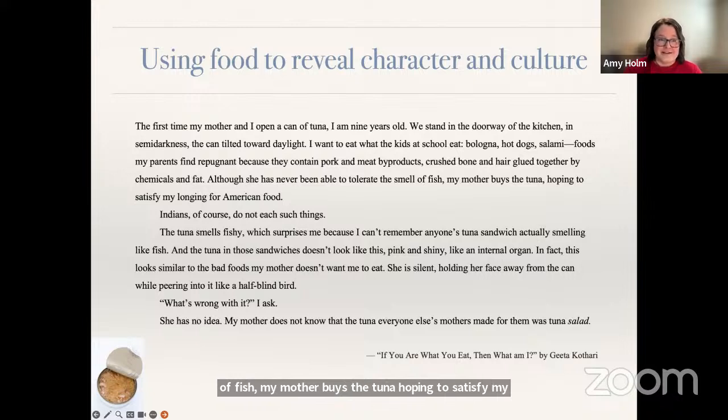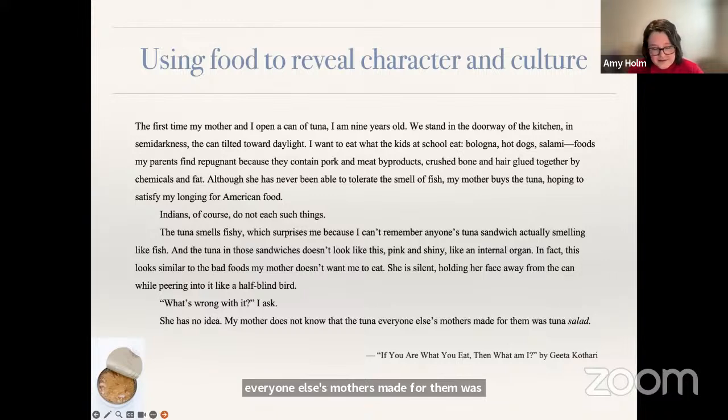Indians, of course, do not eat such things. The tuna smells fishy, which surprises me because I can't remember anyone's tuna sandwich actually smelling like fish. And the tuna in those sandwiches doesn't look like this, pink and shiny, like an internal organ. In fact, this looks similar to the bad foods my mother doesn't want me to eat. She is silent, holding her face away from the can while peering into it like a half-blind bird. What's wrong with it, I ask. She has no idea. My mother does not know that the tuna everyone else's mothers made for them was tuna salad.